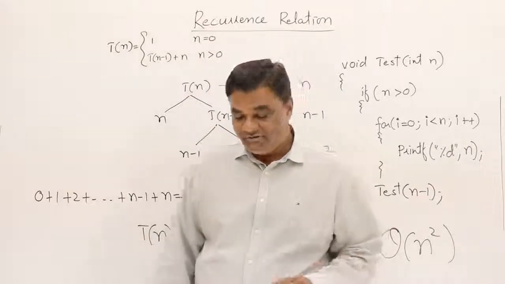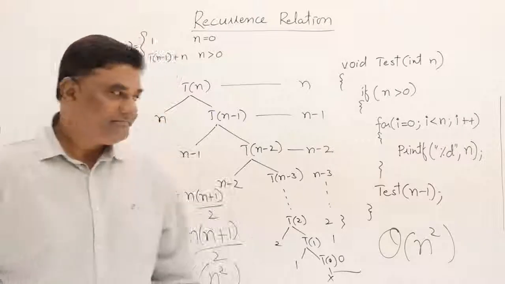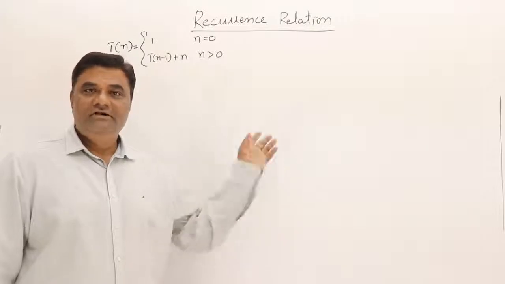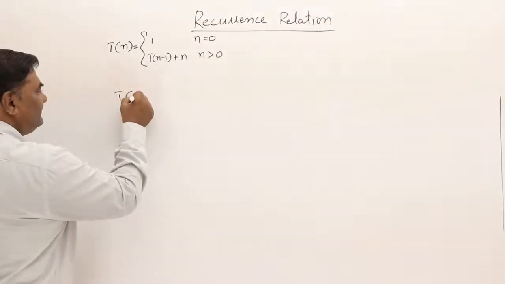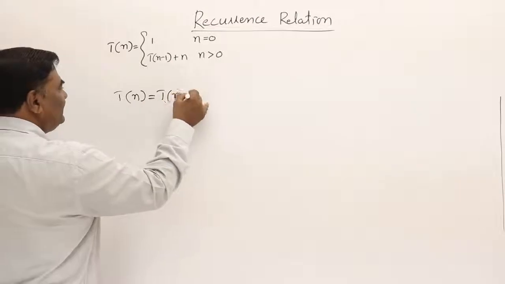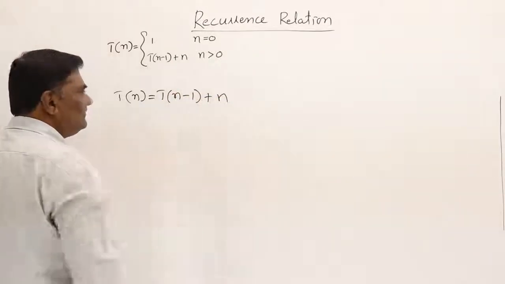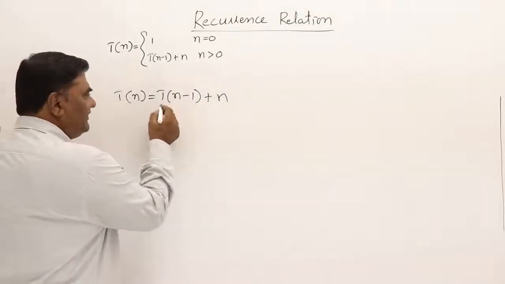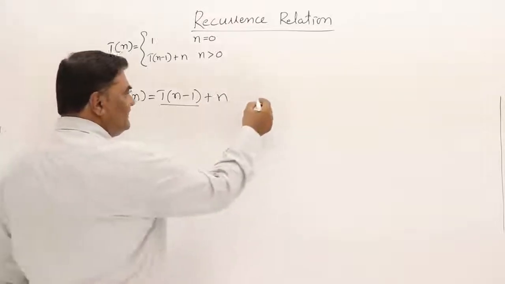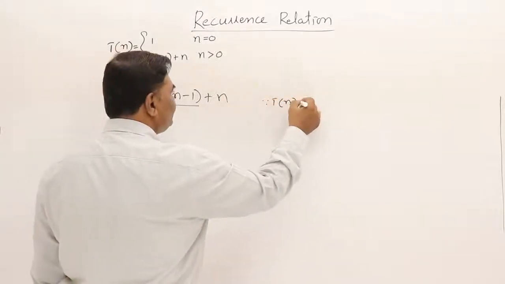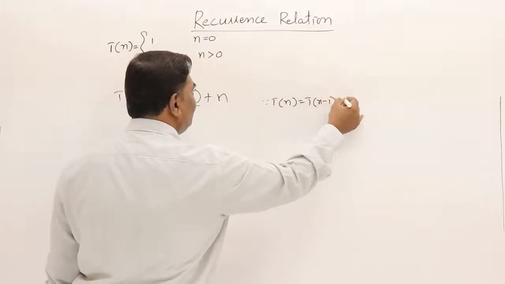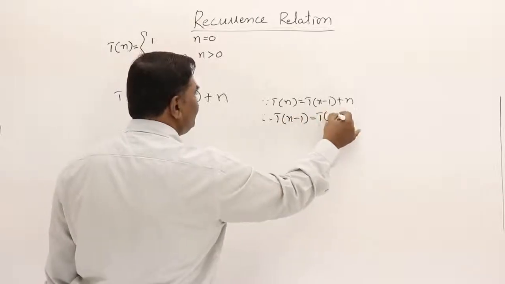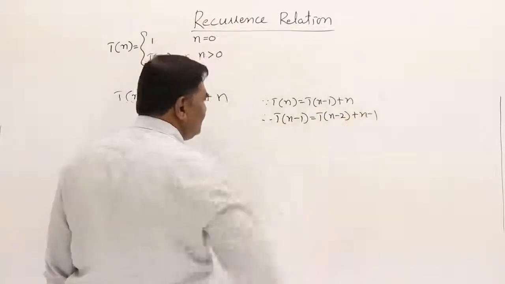So that is back substitution. By substitution we will solve this one. So I'll remove this and I will solve just the recurrence relation. Now let us solve this one. Tn is equal to Tn minus 1 plus n. I can know this one if I can find out this. So what is this? Since Tn is equal to Tn minus 1 plus n, therefore what will Tn minus 1 be?